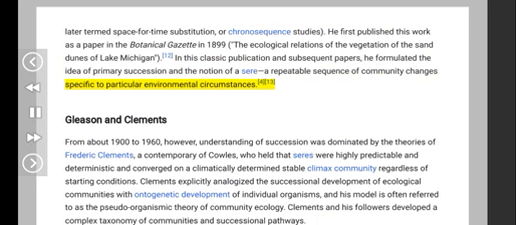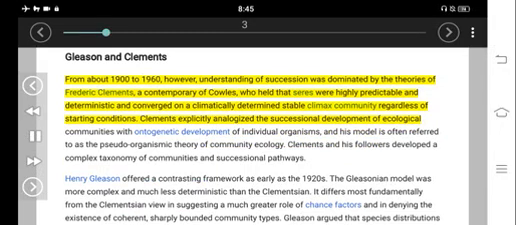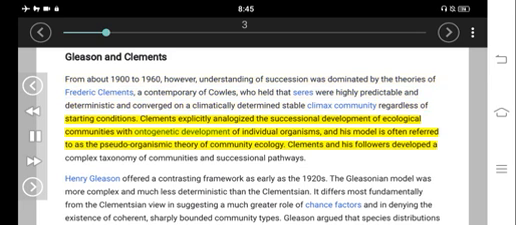Gleason and Clements. From about 1900 to 1960, however, understanding of succession was dominated by the theories of Frederick Clements, a contemporary of Cowles, who held that seres were highly predictable and deterministic and converged on a climatically determined stable climax community regardless of starting conditions. Clements explicitly analogized the successional development of ecological communities with ontogenetic development of individual organisms, and his model is often referred to as the pseudo-organismic theory of community ecology. Clements and his followers developed a complex taxonomy of communities and successional pathways.